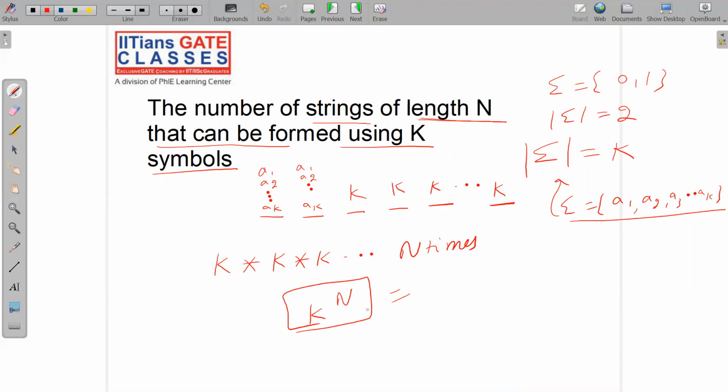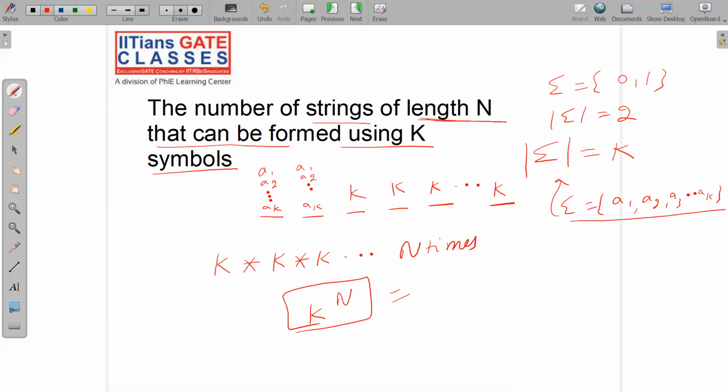Please do not try to cram all these things. By-hearting is a crime for the GATE exam. Do not by-heart anything, please try to understand. If you are not able to understand, then please rewind the video and watch again. These things are very, very important. Please understand the question carefully, and only then answer it.